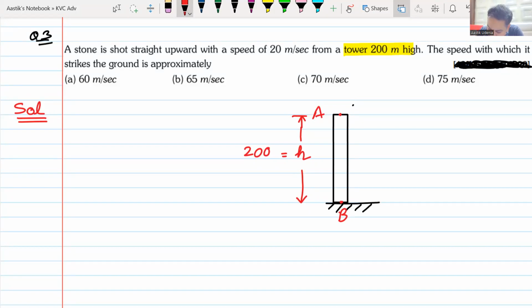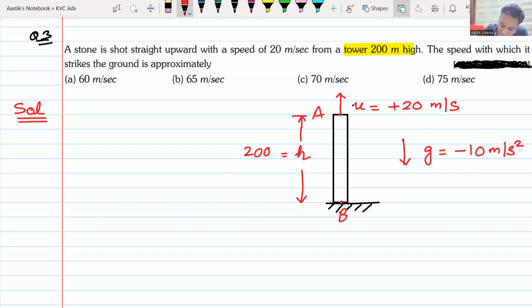Now the ball is thrown up with an initial velocity u. Since it is thrown up, it is taken as plus 20 meter per second. Do we understand this? g is acting downwards, and that will be taken as minus 10 meter per second square. Do we understand this? Yes or no?